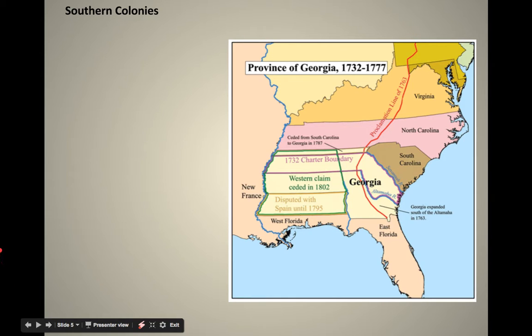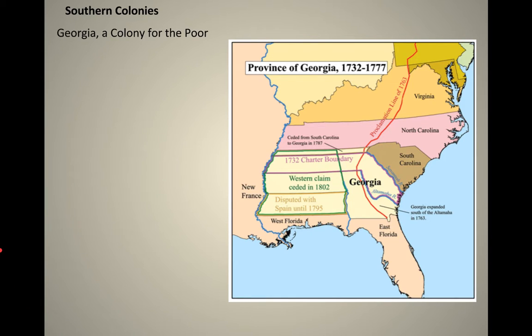Alright, here we go. So now we'll talk about Georgia. It was a colony for the poor. So that question of who was trying to help out poor people in England. So the colony of Georgia was founded by James Oglethorpe. So James Oglethorpe was a man over in England who wanted to start a new colony in North America.